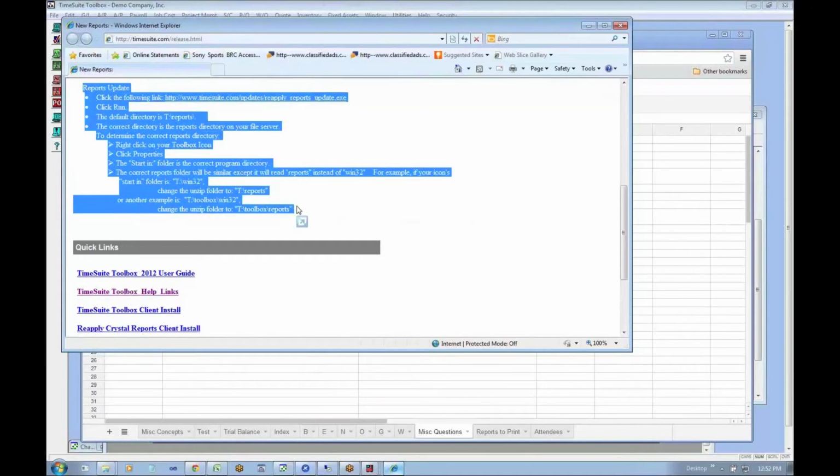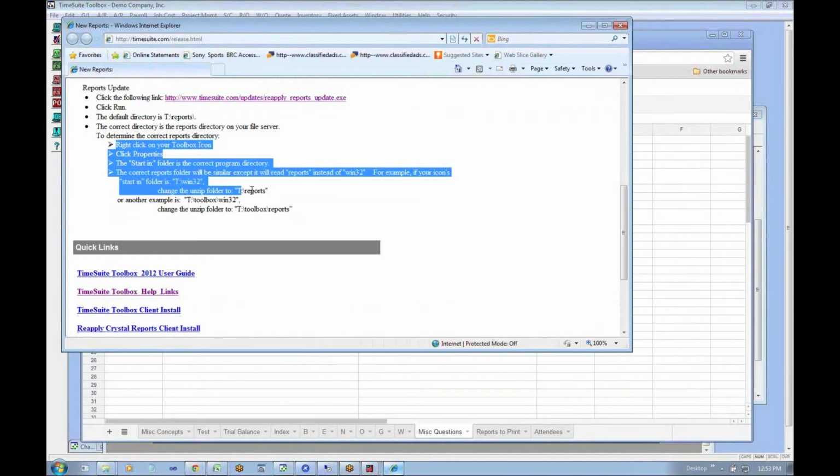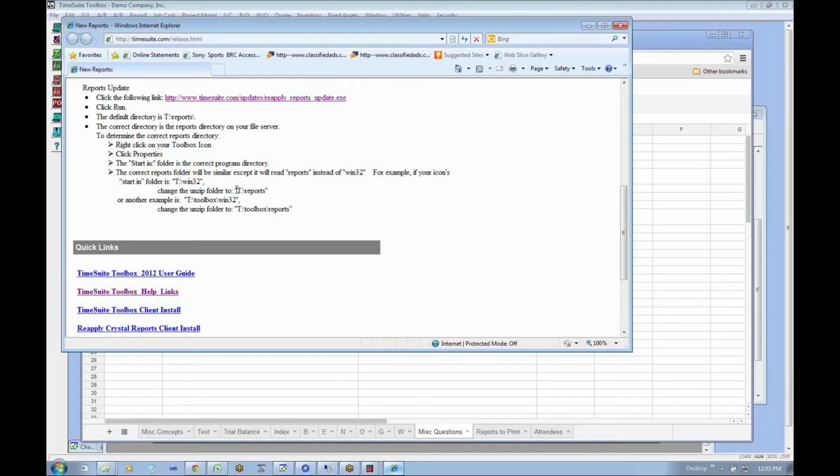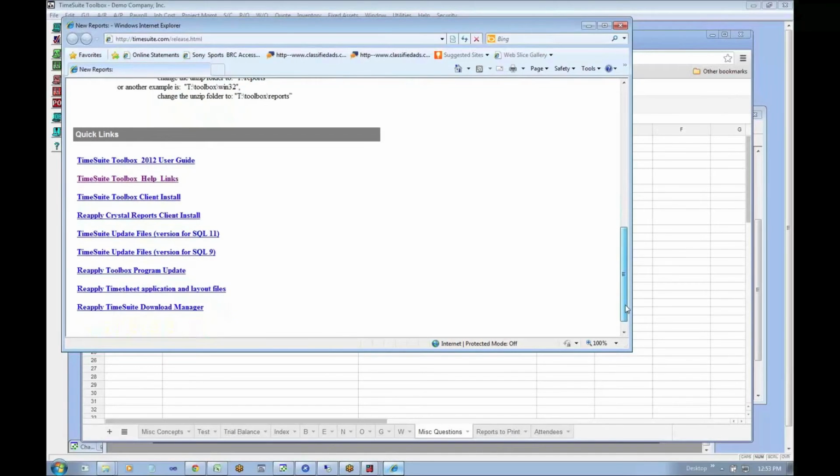The reports update can be a little more complicated because it's based on your T drive concept. Most of you have a T drive for how we do that, the TimeSuite or Toolbox or whatever you want the T to stand for. Our typical and standard installation is done that way. Sometimes we'll see people use the M drive or L drive. We try to get them to do the same thing everybody does so that our support people are not confused.